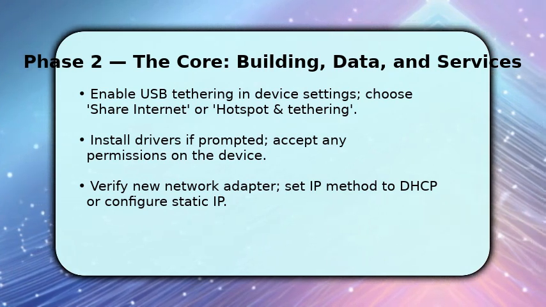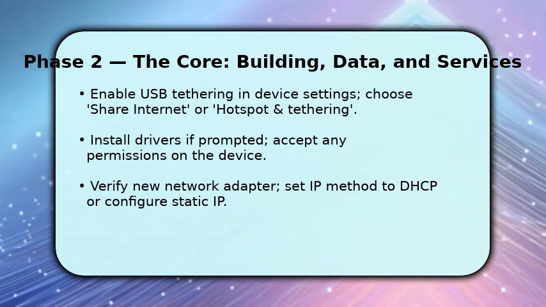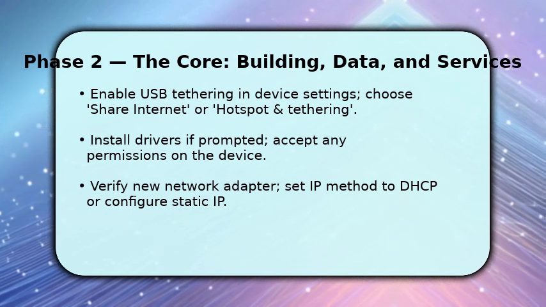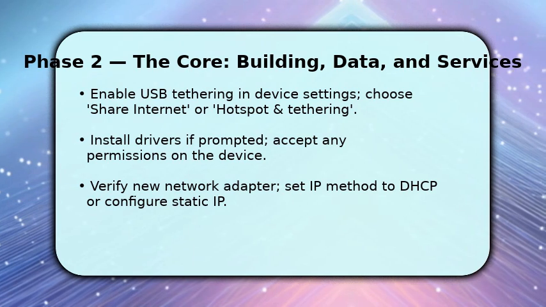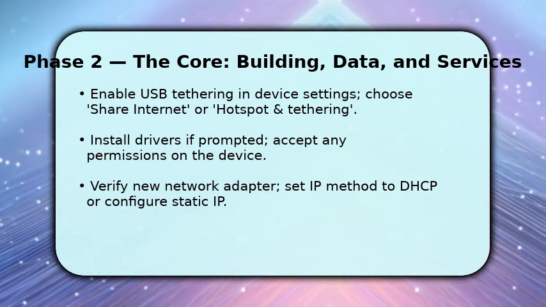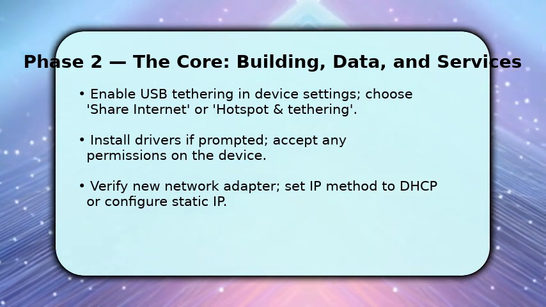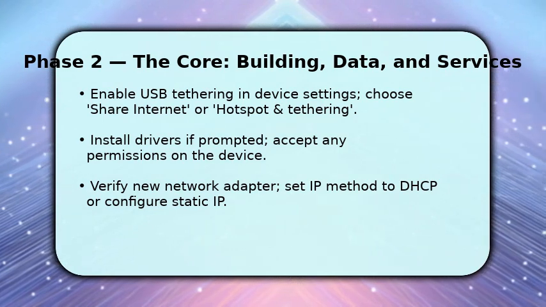Next, open Network Settings and verify the new adapter appears. Ensure it's set to obtain IP via DHCP or enter a static IP if your setup requires it. This step establishes the route and DNS information so your computer can use the phone's internet.